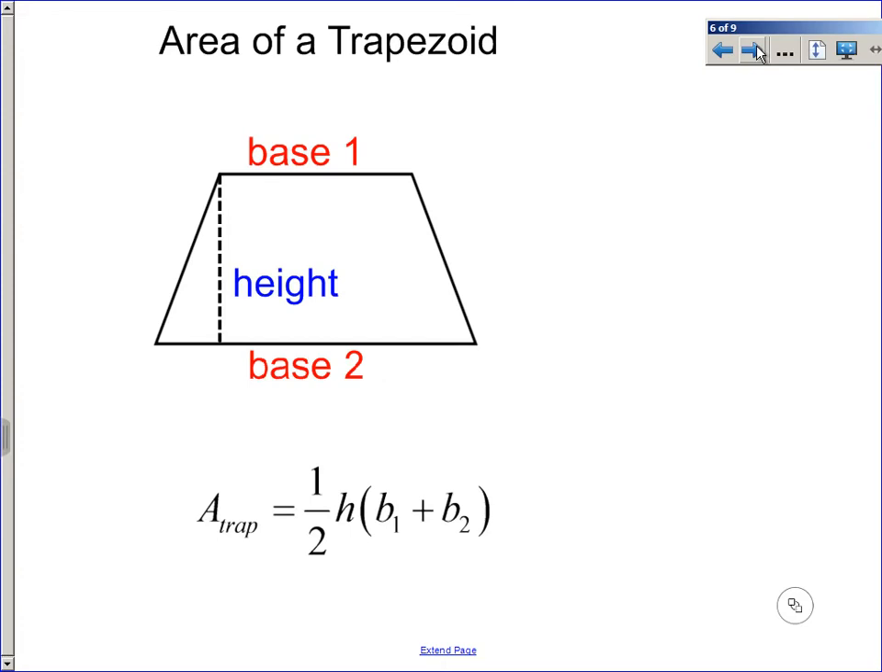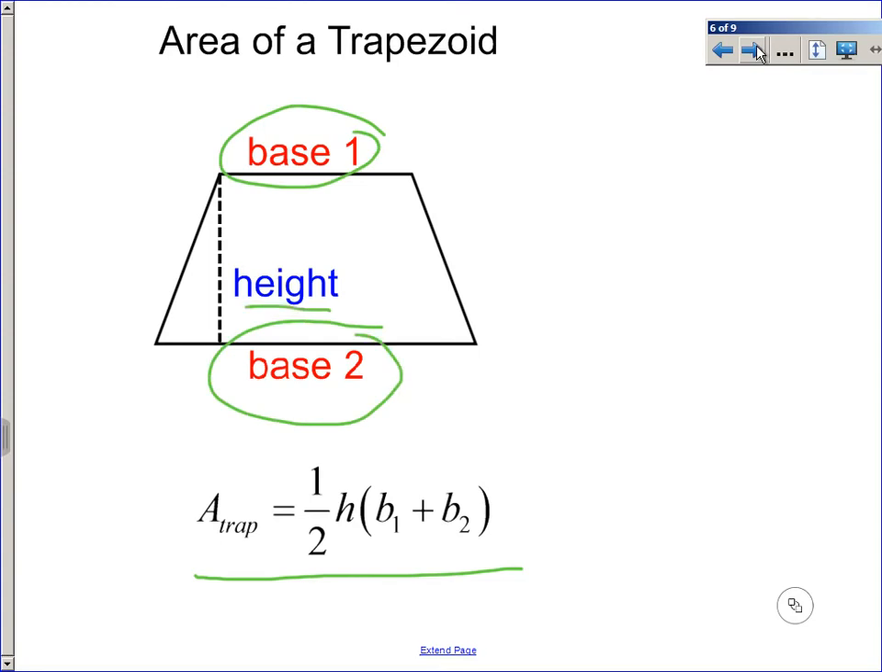Okay, so our last shape of the day is the area of a trapezoid. Now, when I think back to how I learned it, I was told that this is the formula for area of a trapezoid. You average your bases, you multiply it by the height, and you divide it by 2. So that's great if you understand that that's the formula, but let's explore exactly what that means.